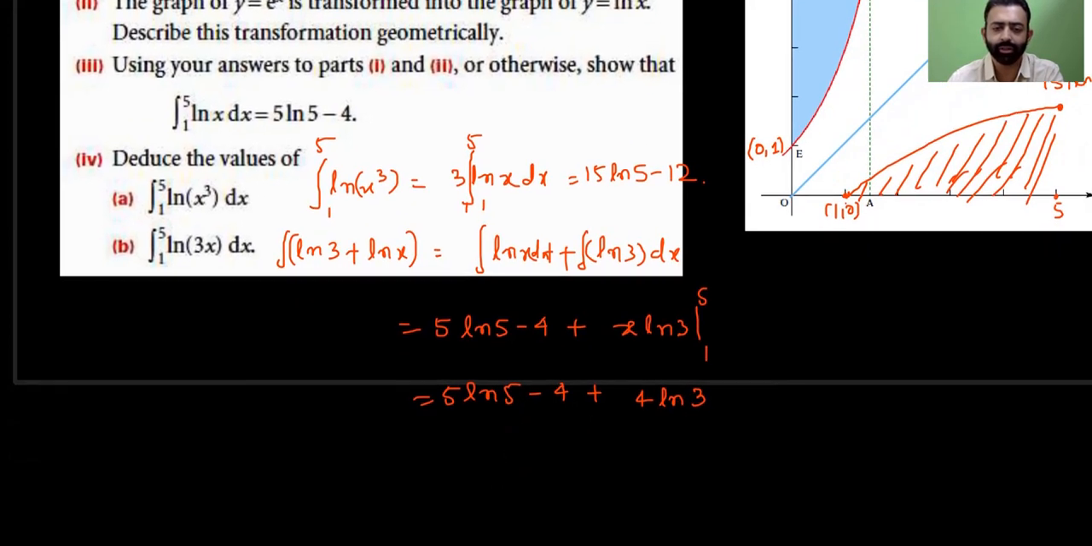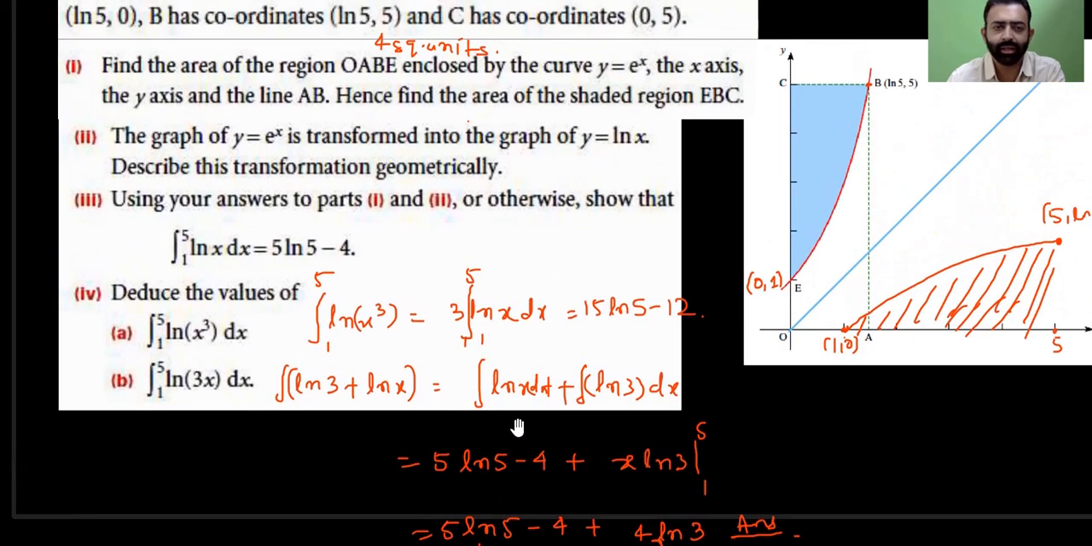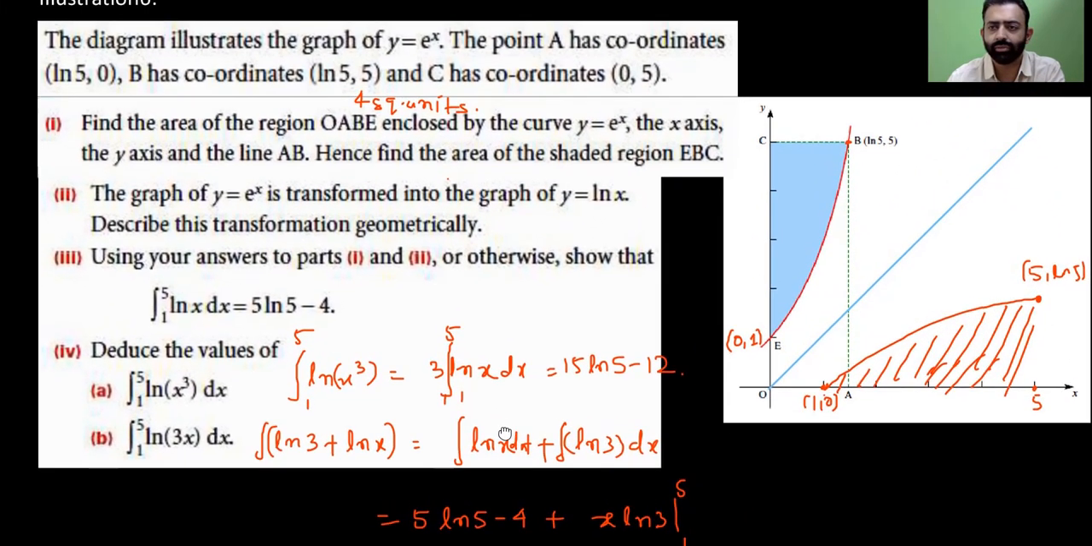You can further reduce this; if you want to combine these logs, you can combine them, otherwise you can leave the answer here only. No need to further simplify, because you can simplify log 5 raised to power 5, I don't know what the value is. It is a very big term, because 5 raised to power 4 is 625, and then raised to power 5 is again very complicated. No need to go above those values. I found this a very interesting question. That's why I have added this to the video.